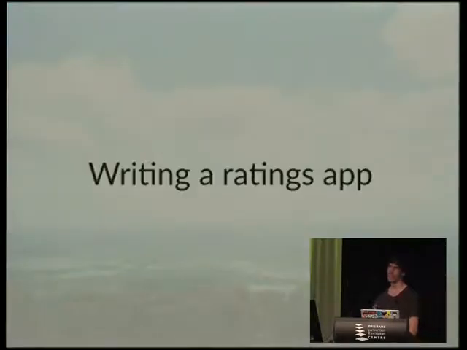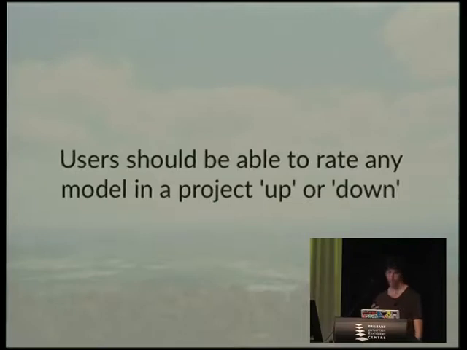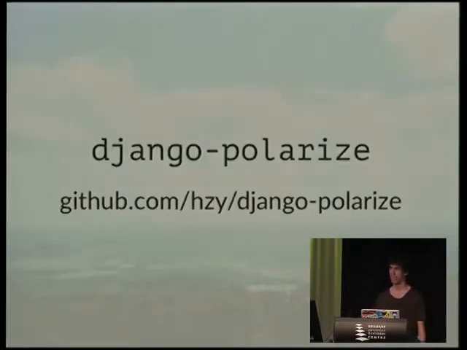OK, so that's the underlying theory out of the way. Now let's go through a bit of a worked example and write ourselves a ratings app. It's got one simple requirement, and that's that users should be able to rate any instance of any model in a project up or down. Online ratings are quite polarizing, so we'll call it django-polarize.